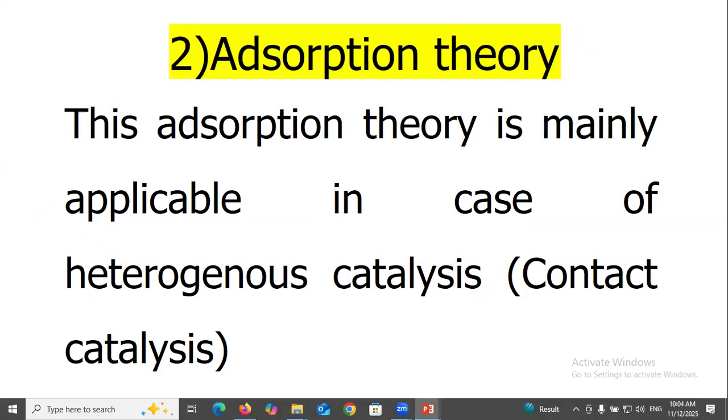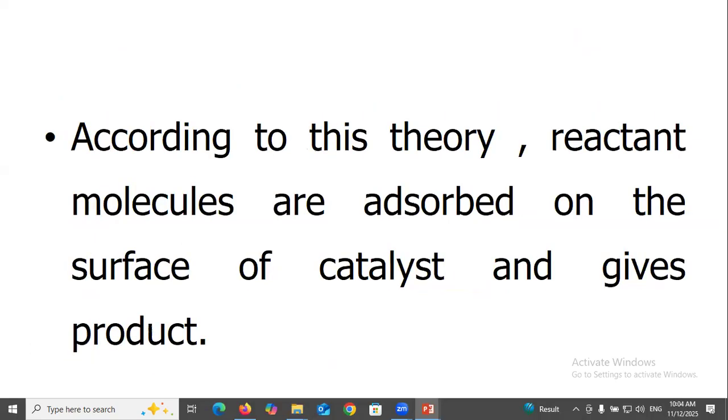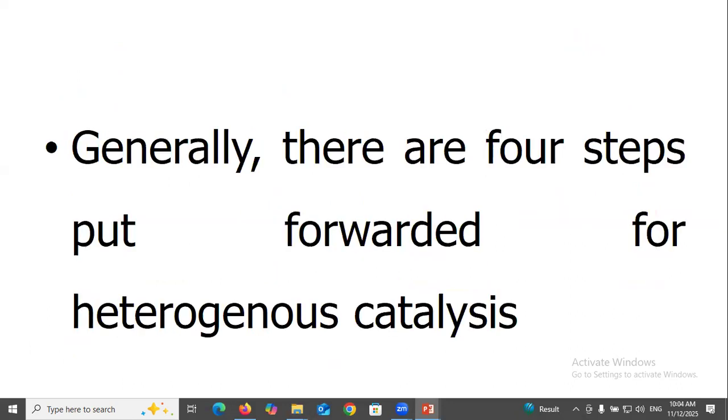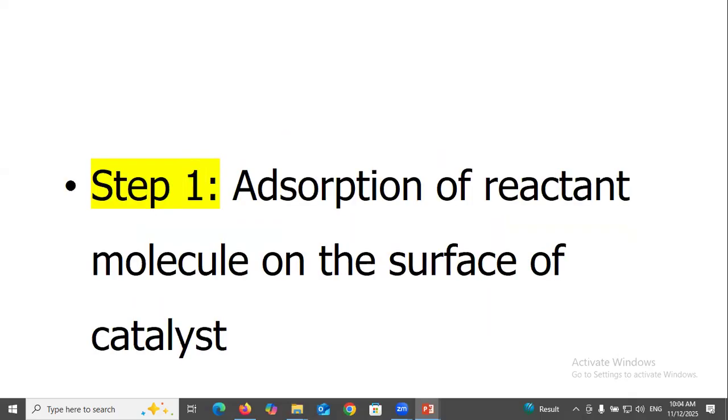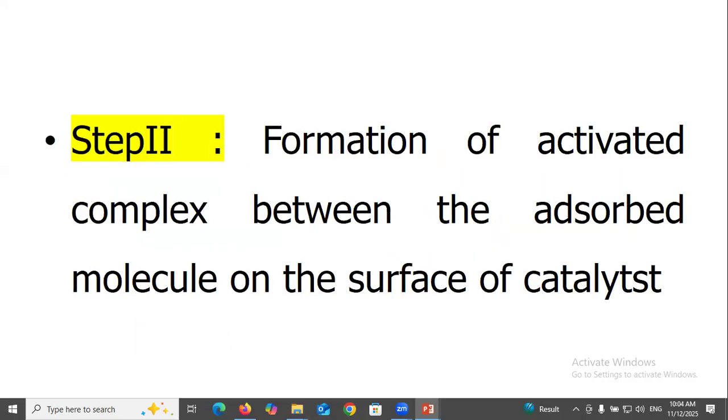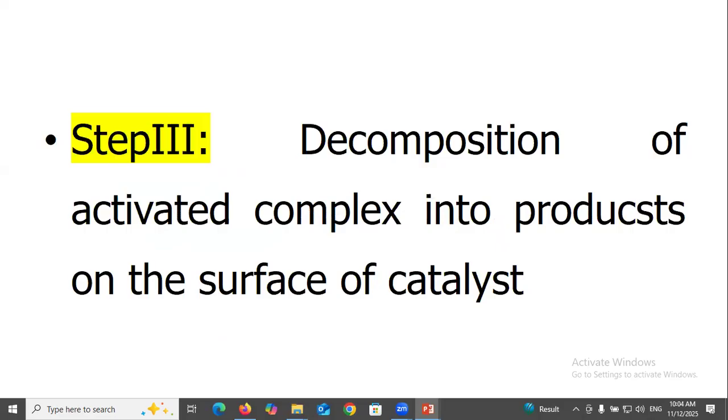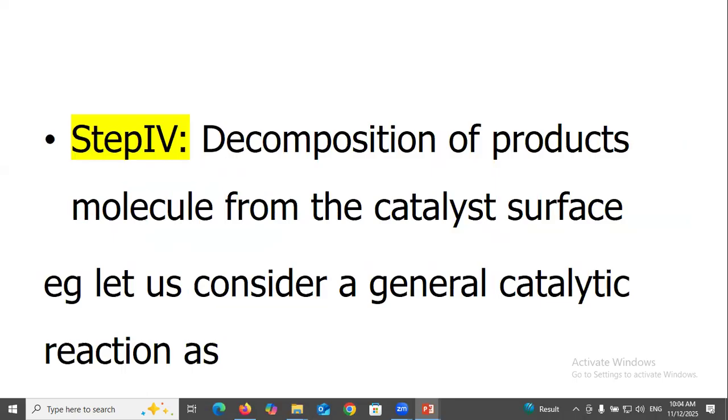Adsorption theory. This adsorption theory is mainly applicable in case of heterogeneous catalysis, or contact catalysis. According to this theory, reactant molecules are adsorbed on the surface of the catalyst and give the product. Generally, there are four steps provided for heterogeneous catalysis: adsorption of reacting molecules on the surface of the catalyst, formation of the activated complex between the adjacent molecules on the surface of the catalyst, decomposition of the activated complex into products on the surface of the catalyst, and desorption of product molecules from the catalyst surface.